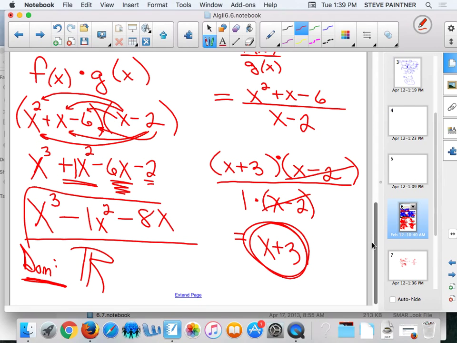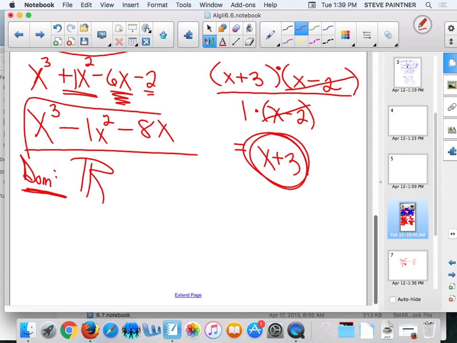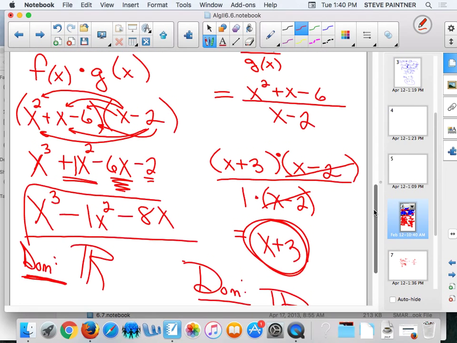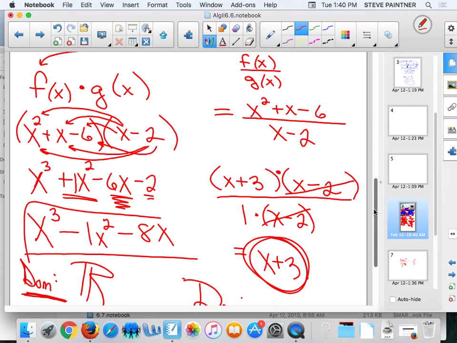Oh, what's the domain? All real numbers. All real numbers is what they shared, right? There is a problem here, though. It is all real numbers except for one number. Go back up. Look right here. This is where we say, don't let this number down here be 0. When would this number down here be 0? When x is 2.